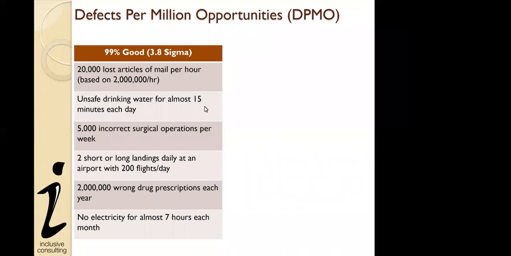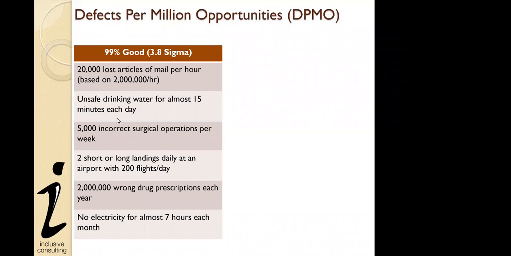per day. Similarly, at the pharmacies, if you were at 99% good level, that would mean 2 million wrong prescriptions given to you per year. Similarly, for electricity distribution companies like DEWA, 99% efficiency, 99% accuracy would mean 7 hours of electricity shutdown every month, or 7 hours of electricity failures every month.